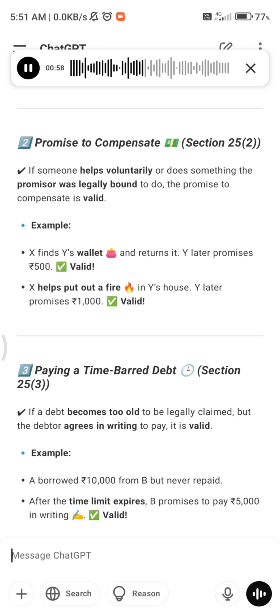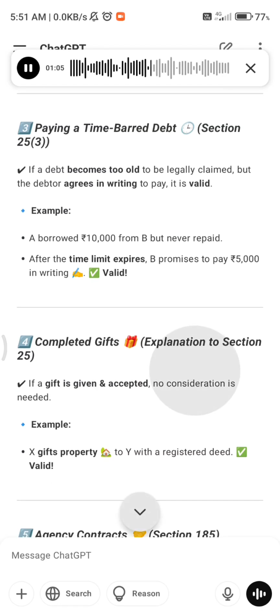X helps put out a fire in Y's house. Y later promises $1,000. Three, paying a time-barred debt, Section 25(3). If a debt becomes too old to be legally claimed, but the debtor agrees in writing to pay, it is valid. Example: A borrowed $10,000 from B but never repaid. After the time limit expires, B promises to pay $5,000 in writing.